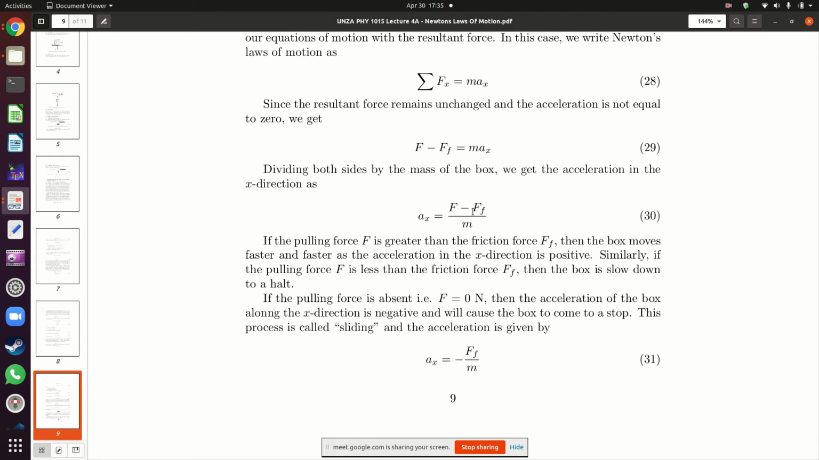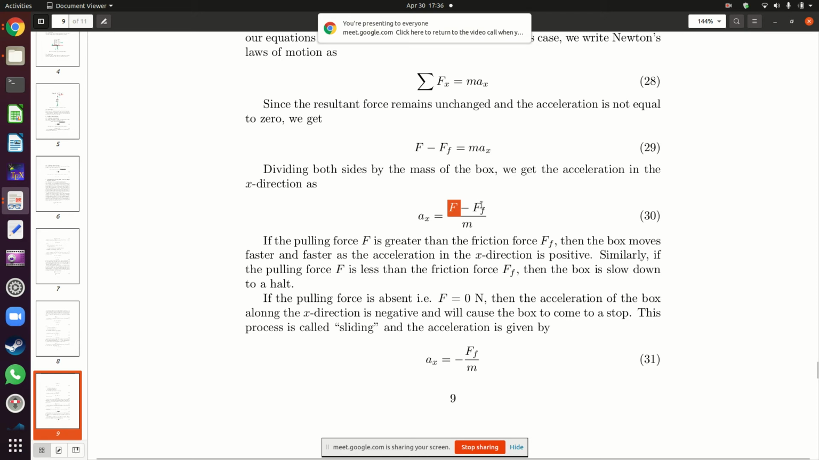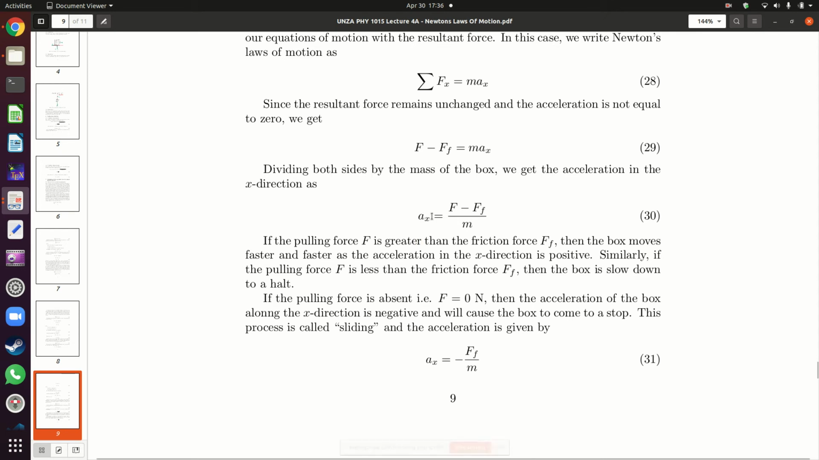Are we clear? So your box is going to slow down if F is less than the friction force. A useful case is when the pulling force is greater than the friction force. In that case, the acceleration will come out to be positive and the velocity of the box will increase. However, you can also have a case where F is less than the friction force. In that case, you end up having a negative acceleration. So basically, if you're having a negative acceleration, your box will come to a stop.